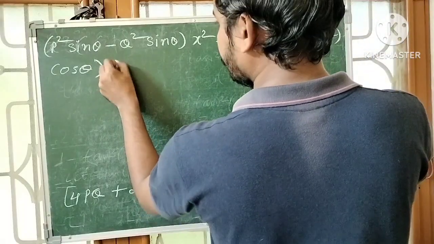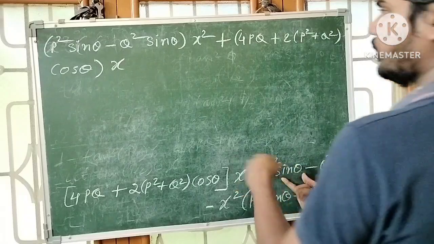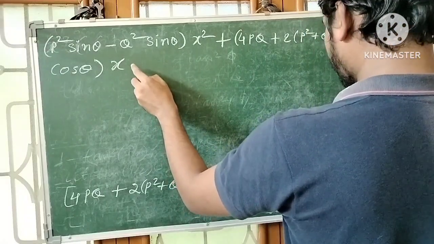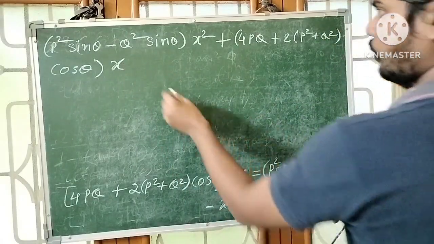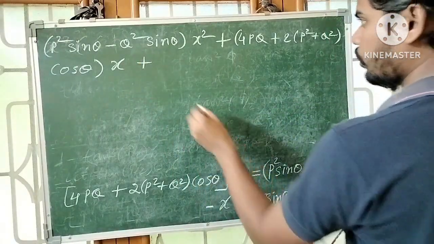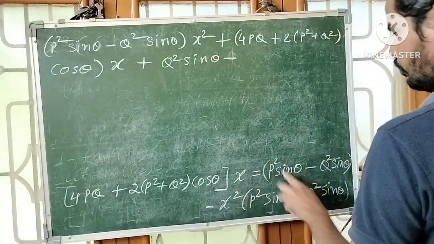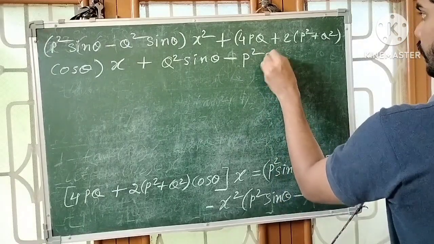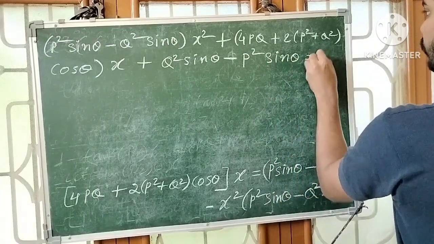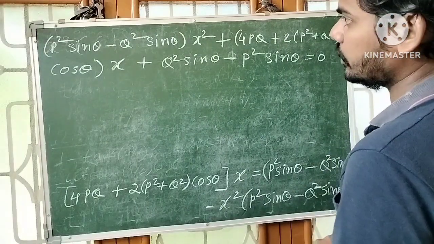Into x and transpose the constant term. So negative p square becomes negative p square, negative q square becomes positive q square, plus q square sin theta minus p square sin theta is equal to 0. Okay, we transposed all the right hand side terms.